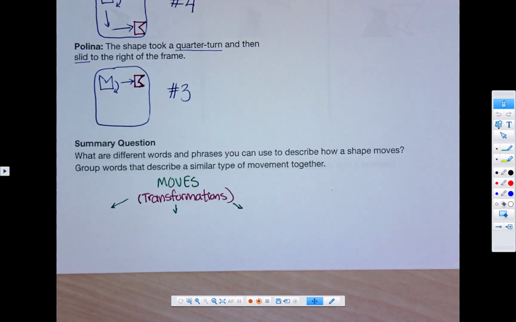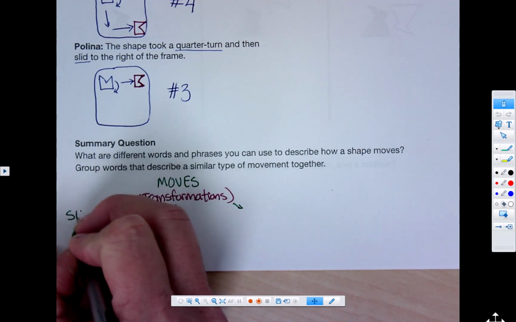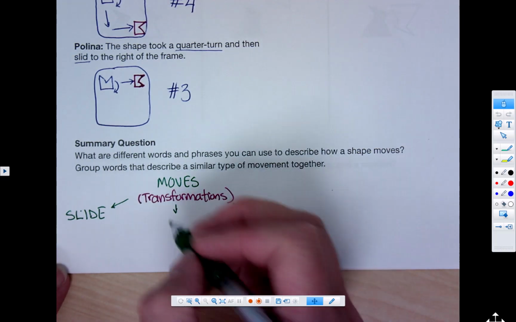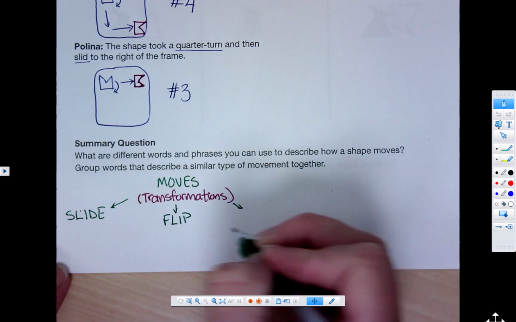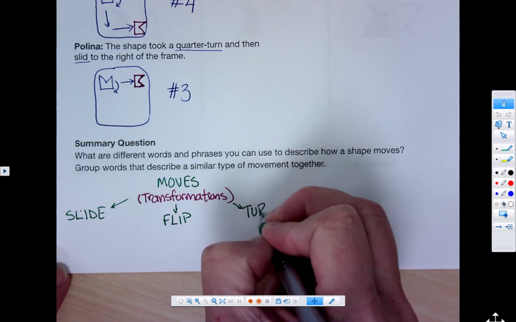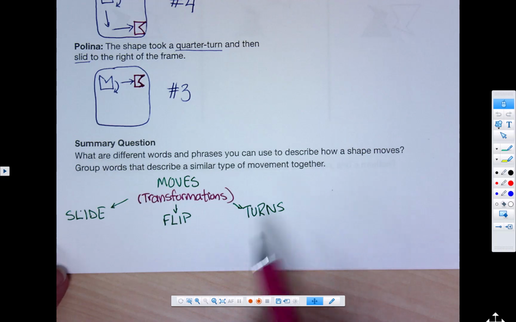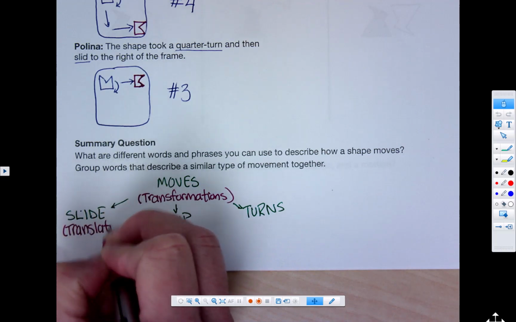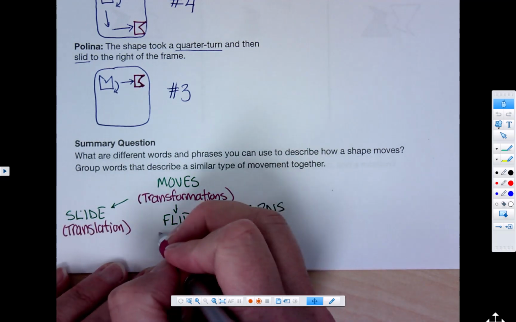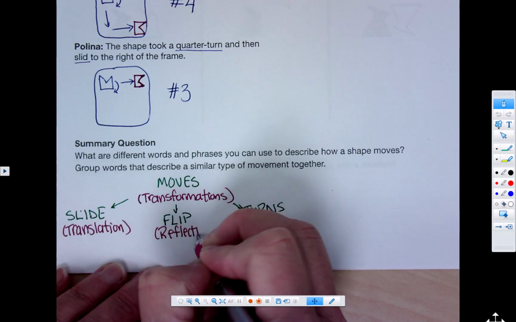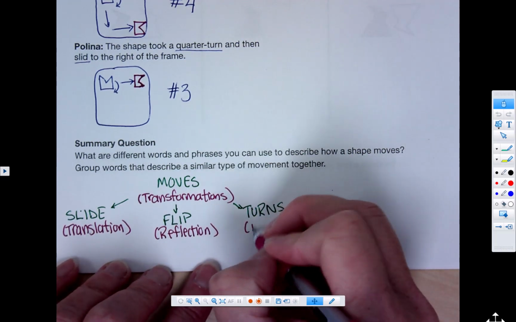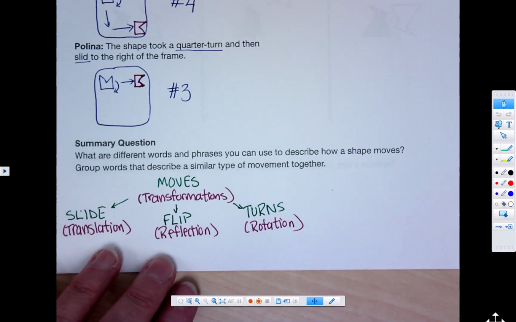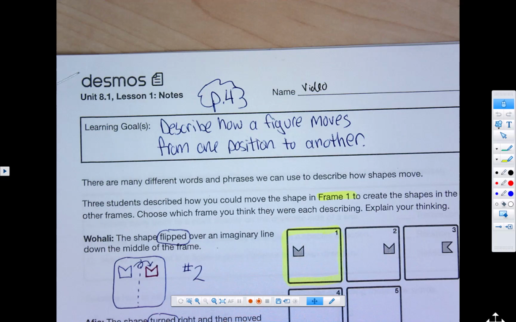The 3 moves that we talked about included, if we just slide a figure around, slide it to the left or the right, up or down. We also talked about flips, to flip something over, and turns. That's the natural language that comes out of us. But in this unit, instead of slide, we're going to say translation. Instead of flip, we're going to say reflection. And instead of turn, we're going to say rotation. So that's what we did in this activity today, as we described how a figure moves from one position to another.